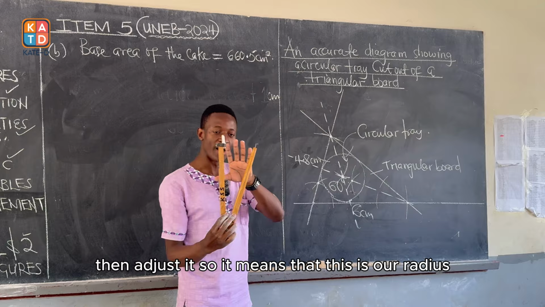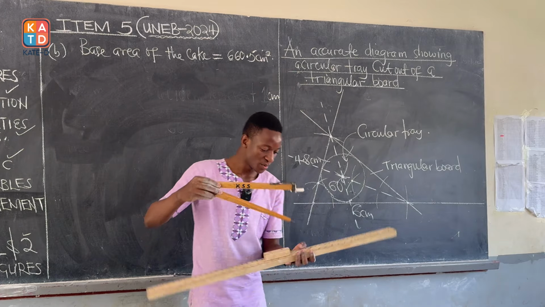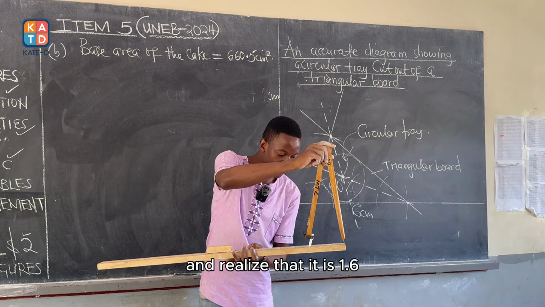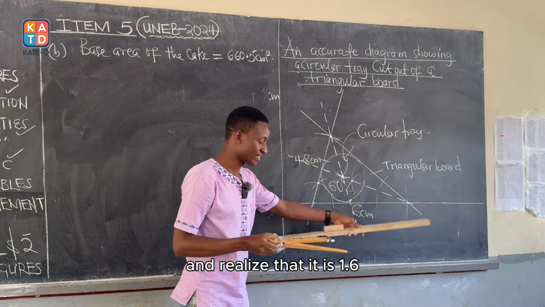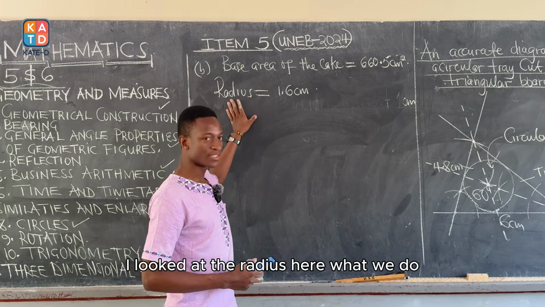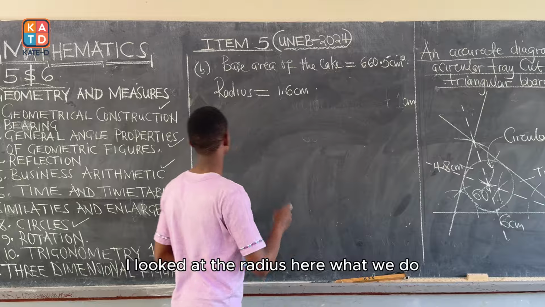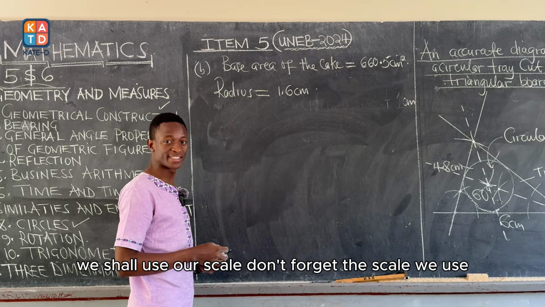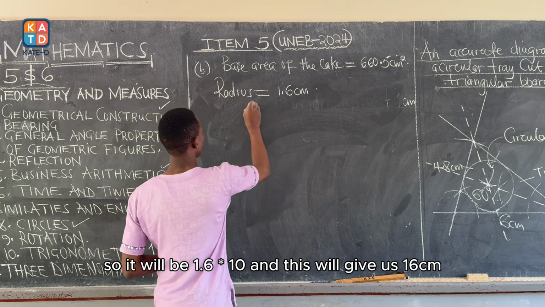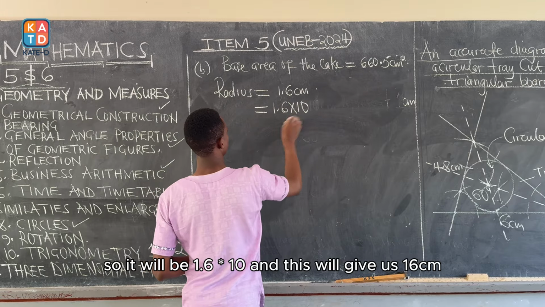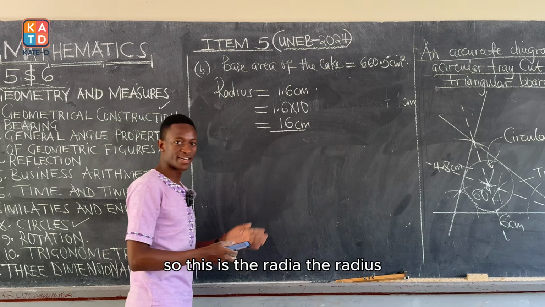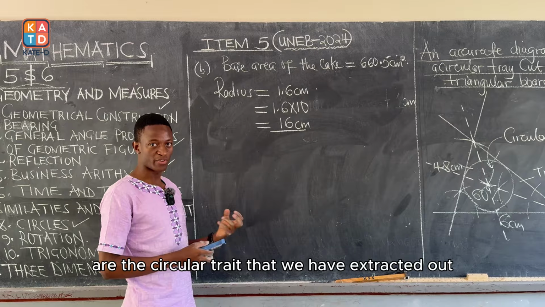So this is our radius. When we place it on a ruler, we shall accurately put it here and realize that it is 1.6. Now, since we are looking at the circular tray and we have the radius here, we shall use our scale. Don't forget the scale we use, because we must take it back to the original values that we started with. So it will be 1.6 times 10, and this will give us 16 centimeters. So this is the radius of the circular tray that we have extracted out.